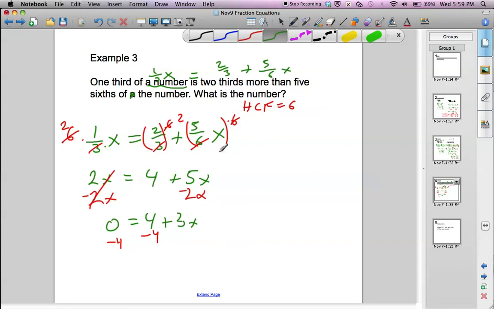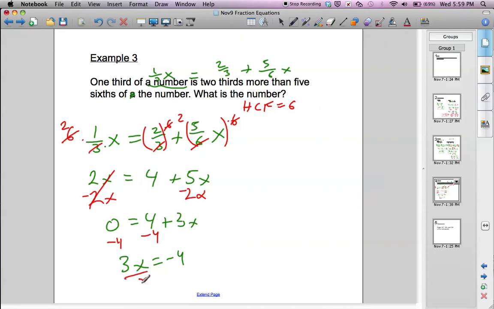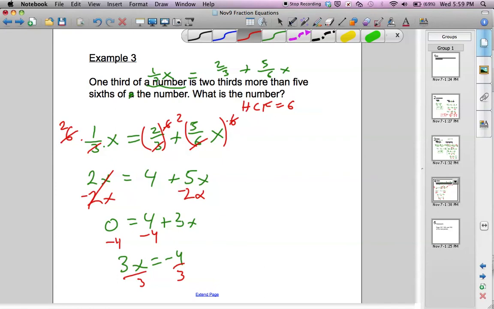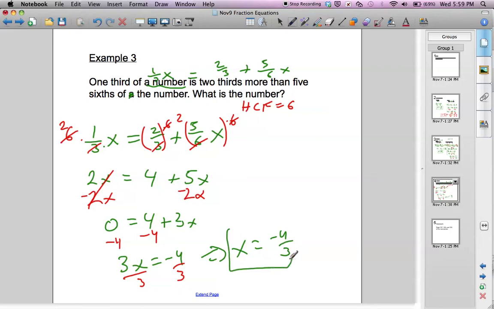and we get 3x equals -4, divide by 3, and we get our final answer written as a fraction: x equals -4/3. That's our solution.